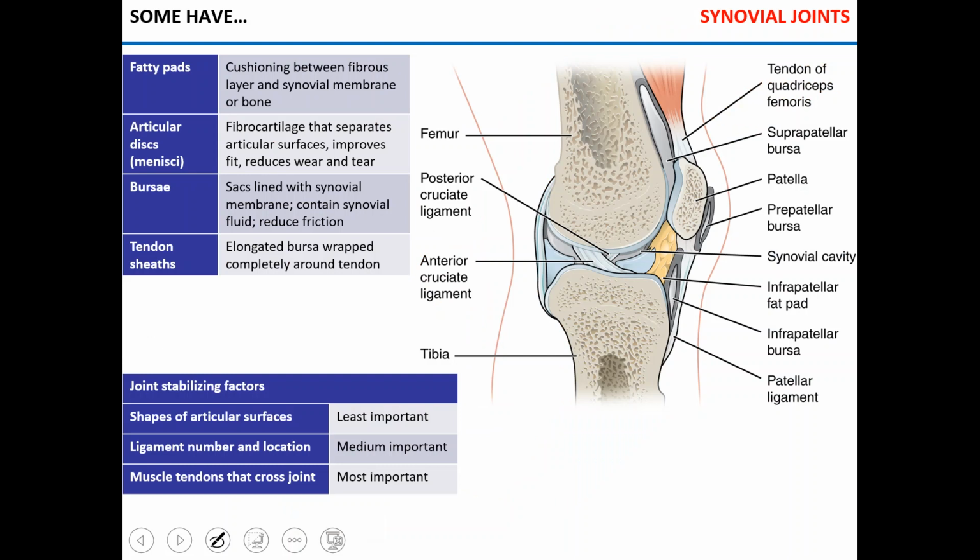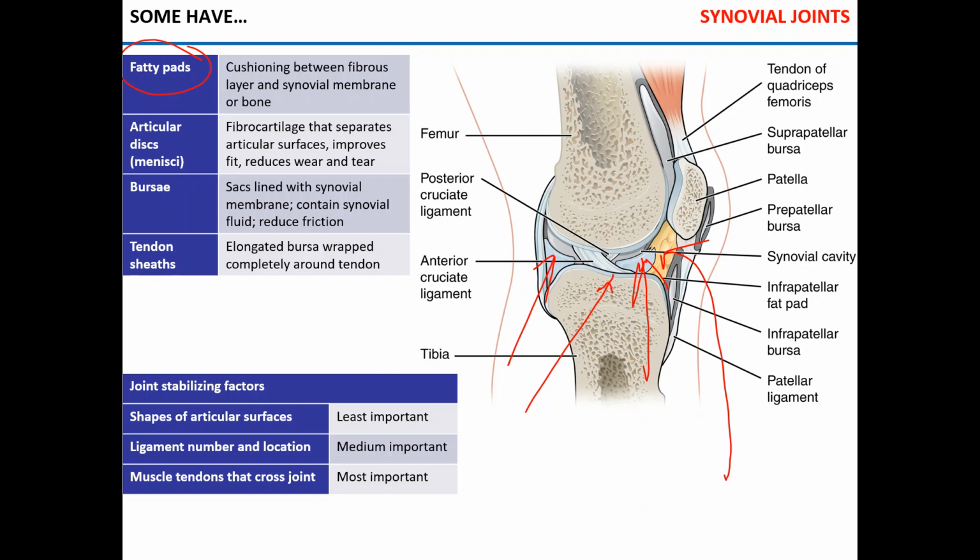Some joints, not all of them, but some synovial joints have other elements. For instance, they have fatty pads. So this fatty pad in the knee joint provides the cushioning between the synovial membrane and the outside fibrous layer. Articular discs made of fibrocartilage, menisci, here you can see meniscus and meniscus here. They usually improve fit between the articulating bones, and it reduces wear and tear damage to the joint.